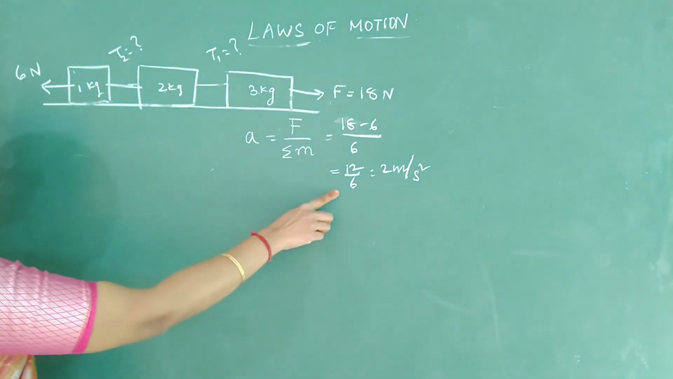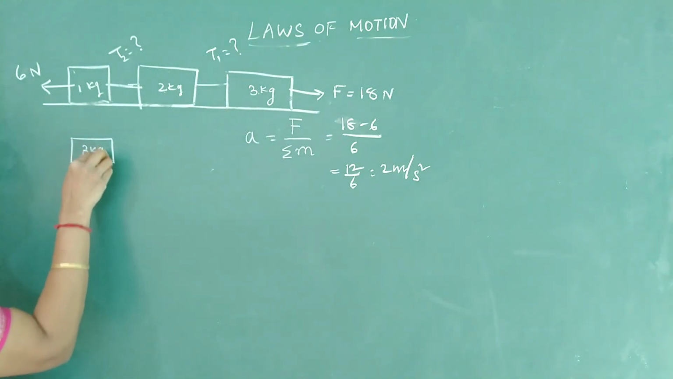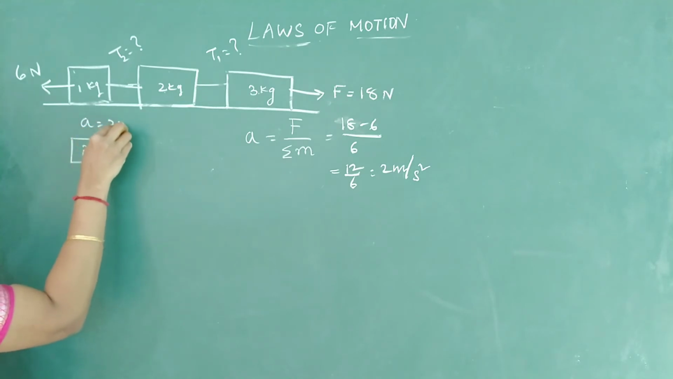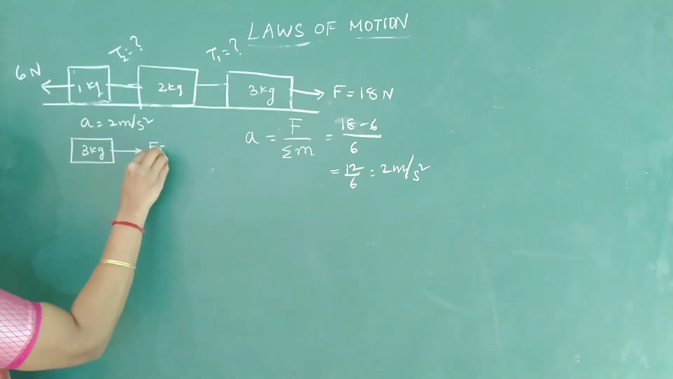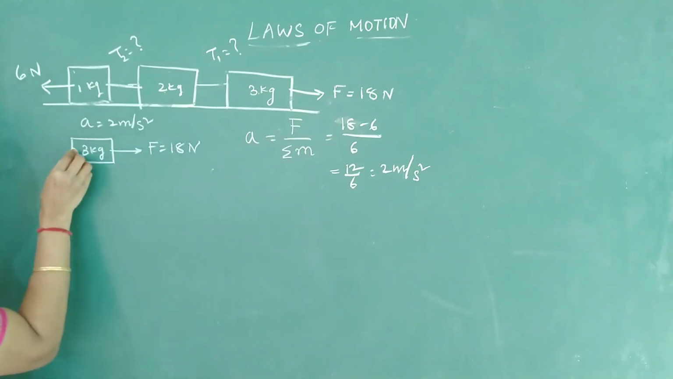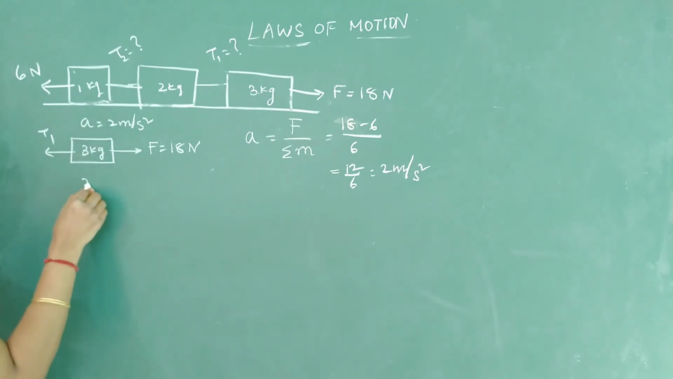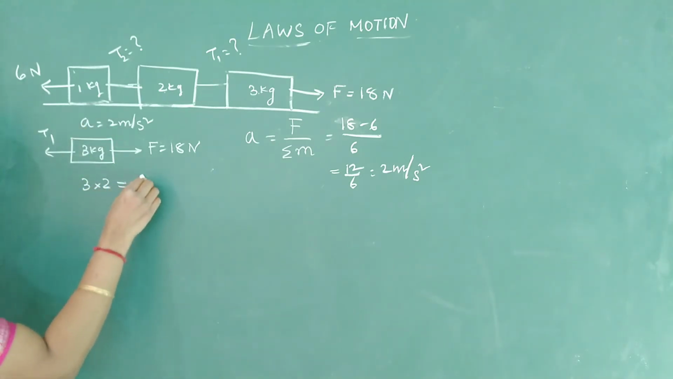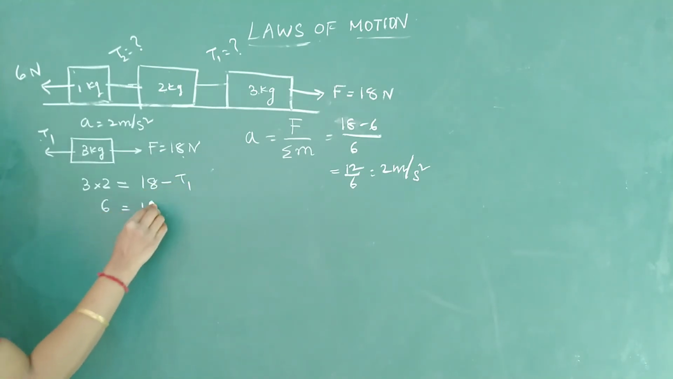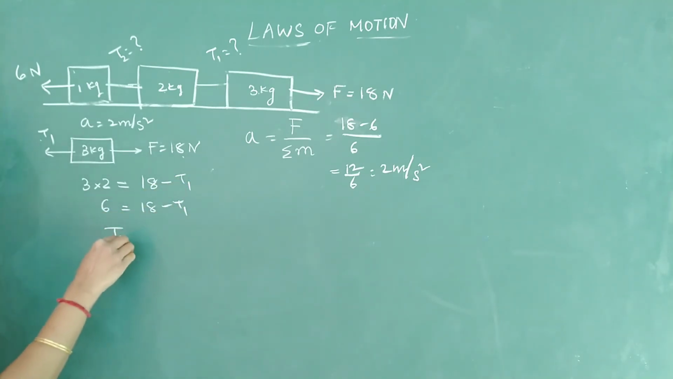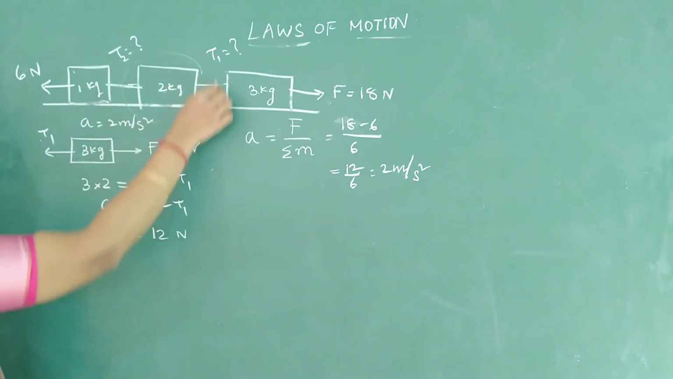Now once you know the acceleration, you can make a free body diagram for it. This is a 3 kg block moving with an acceleration 2 meter per second square. This side you have applied a force of 18 Newton. Opposing force I call it T1. So 3 into 2 should be 18 minus T1. 6 is equal to 18 minus T1. So what is T1 equal to? 12 Newton.